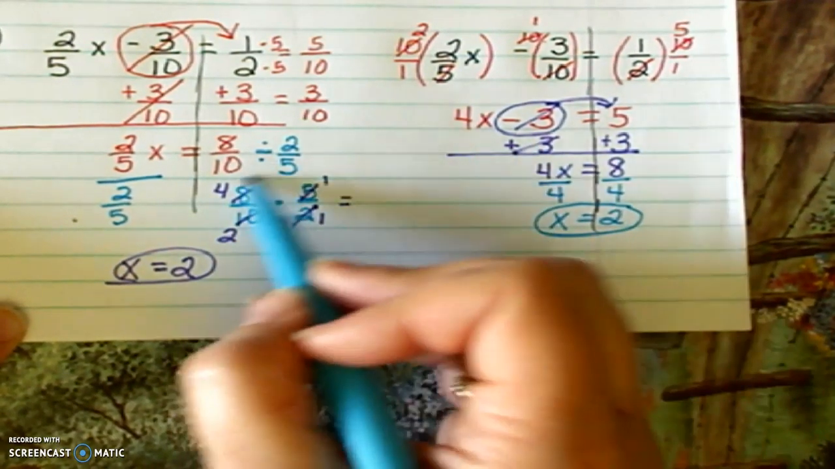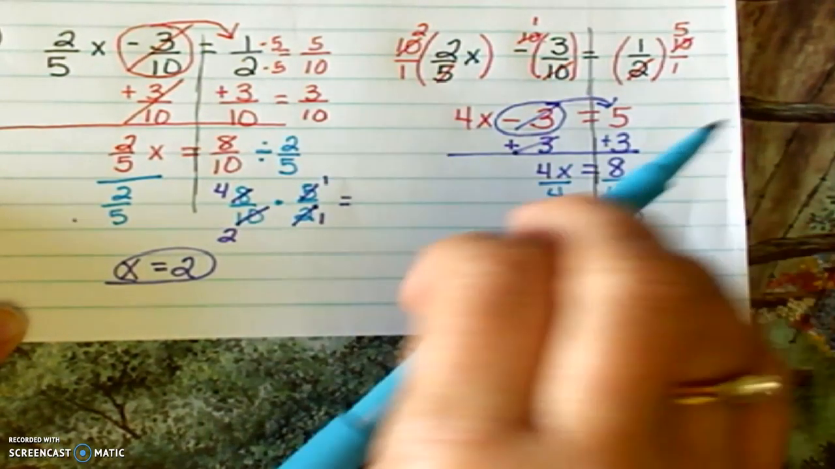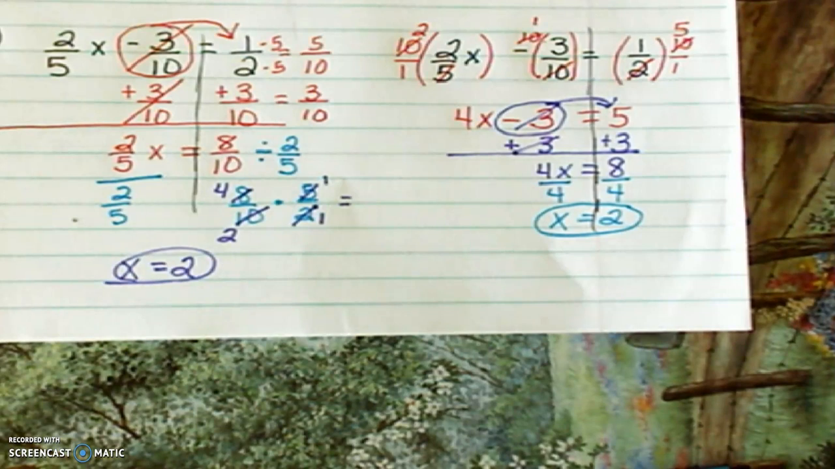So, 2 different methods to solve. One, you're working with fractions. The other one, you're getting rid of fractions. And I don't care which method you use.